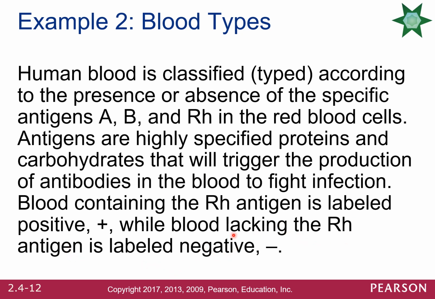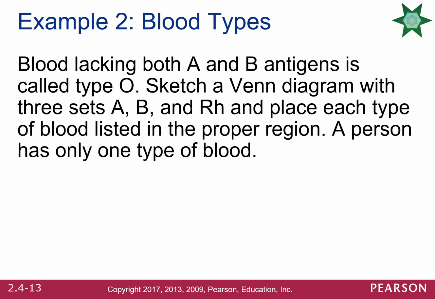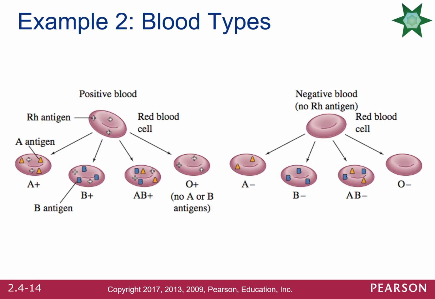All right, so we will look into constructing a Venn diagram that will encompass all the different blood types from the three sets A, B, and Rh. So let's go through all the possible blood types using the three sets that we discussed.